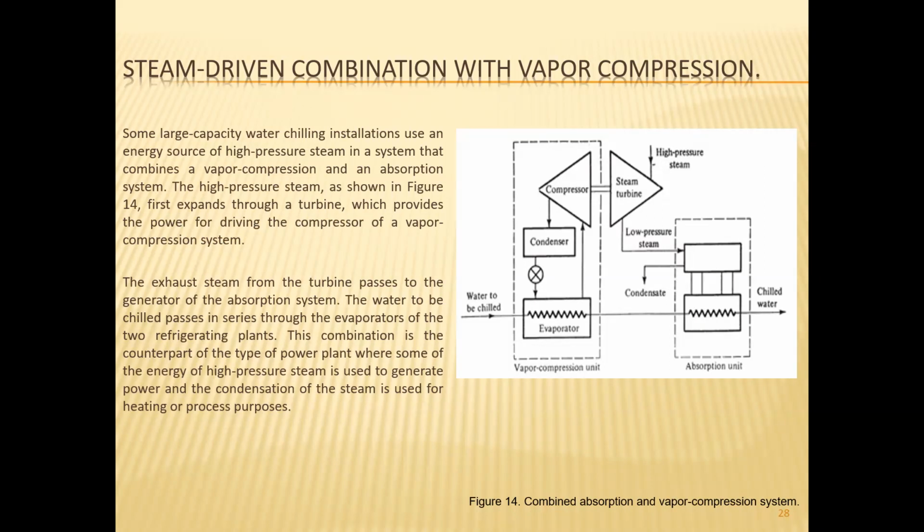This combination is the counterpart of the type of power plant where some of the high energy pressure steam is used to generate power and the condensation of the steam is used for heating or process purposes. It is like that. You can have a turbine there, take steam from it, and continue to this. This can come from one boiler. Okay? Then power there. It is like cogeneration.